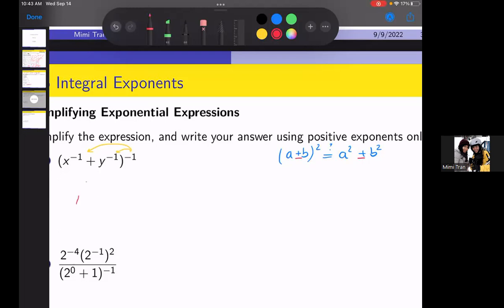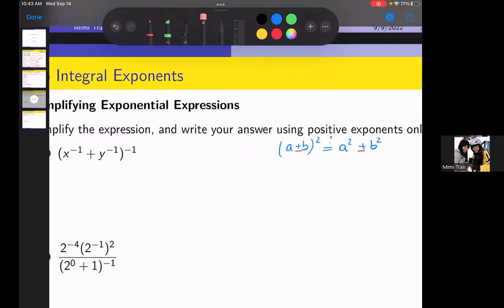Same thing here. There's no rule that I'm allowed to distribute the negative one into one of the terms. I know it's tempting, like, oh, it's so nice: x to the first plus y to the first, done. Right? I hope that was easy. So the only time you're allowed to distribute the power is when they multiply or divide. Okay? So please don't do that.